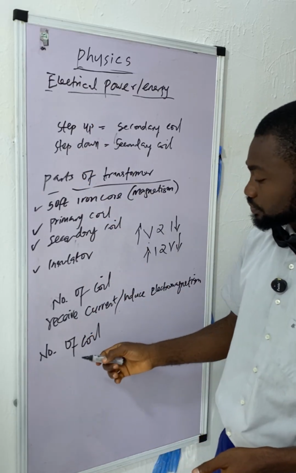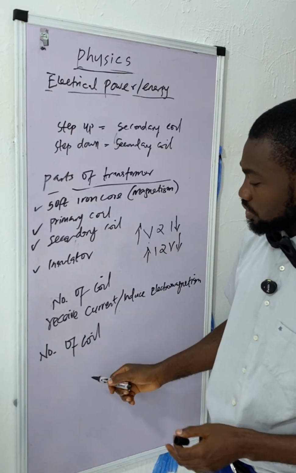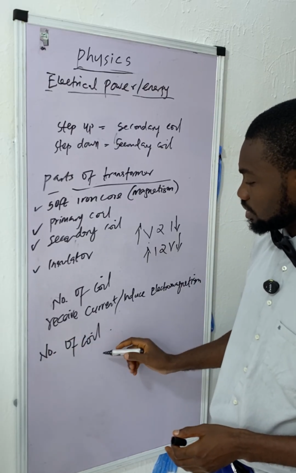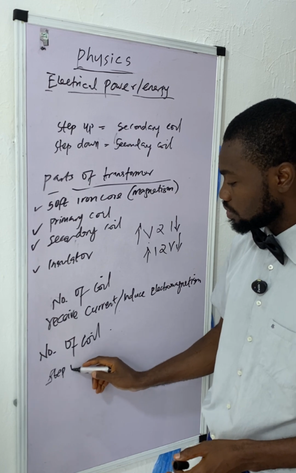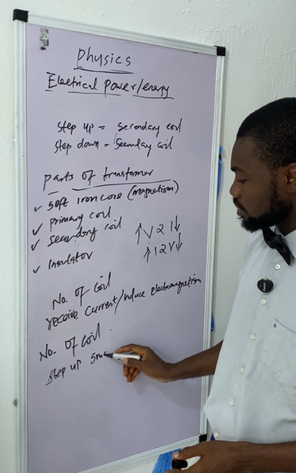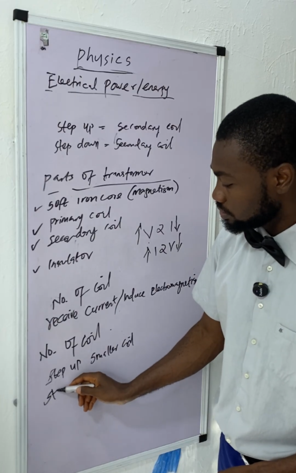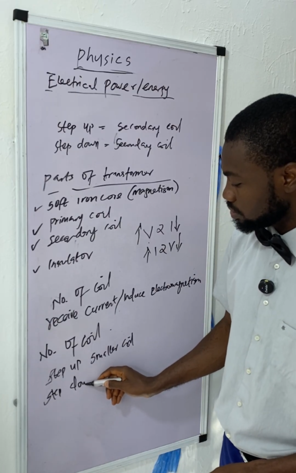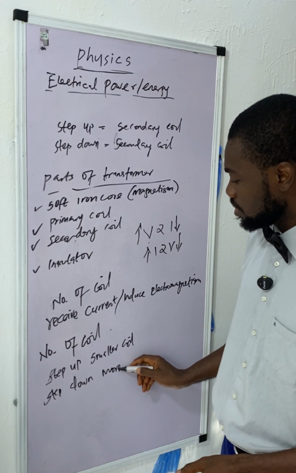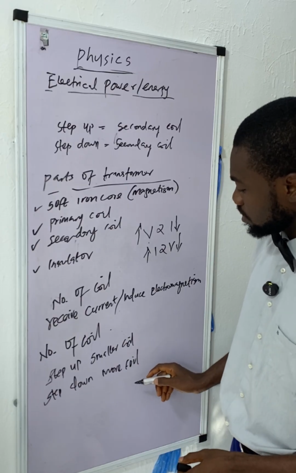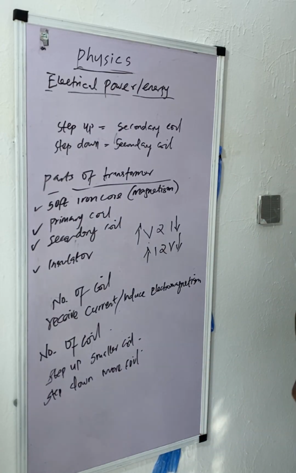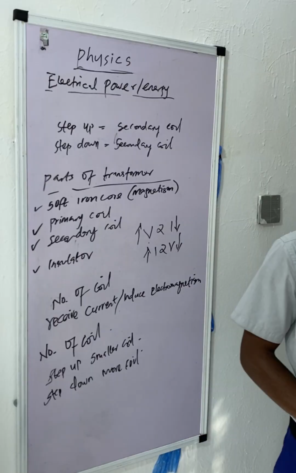In a step up transformer, because we are stepping the volts up, the coil is usually smaller. Step up, smaller coil. Then step down, more coil. So that's that for transformer.